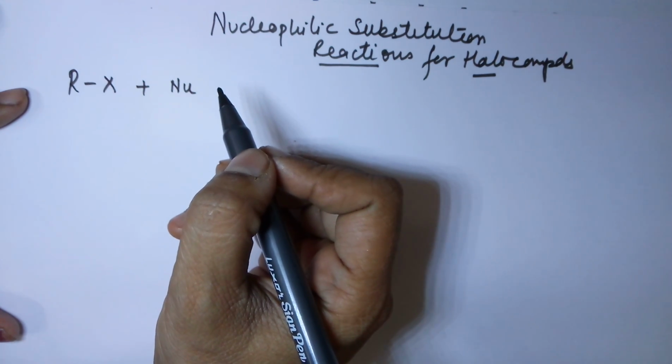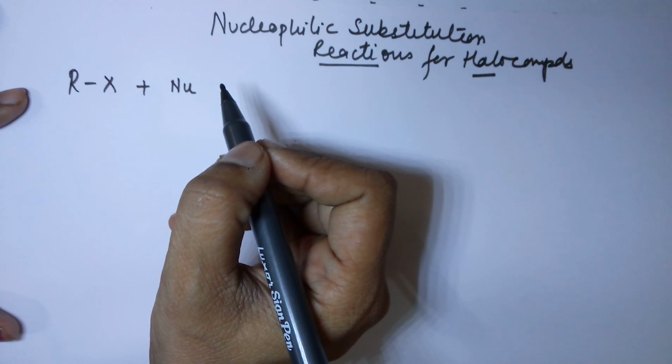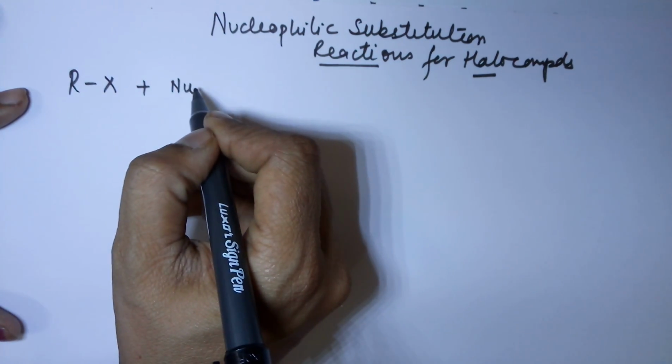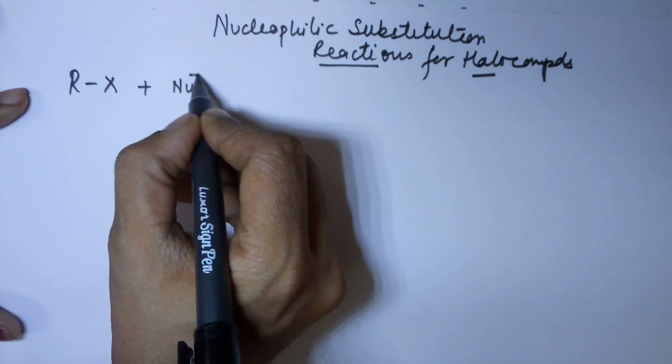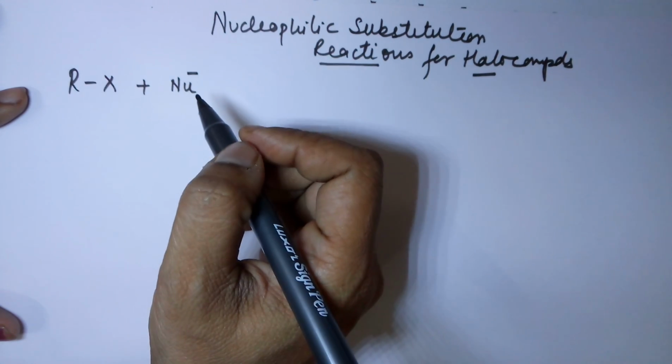You very well know the nucleus is a positively charged identity due to the presence of protons, which are positively charged, and neutrons, which are neutral. So if something is going to attack a nucleus, it should have a negative charge, or it can also have a lone pair of electrons.